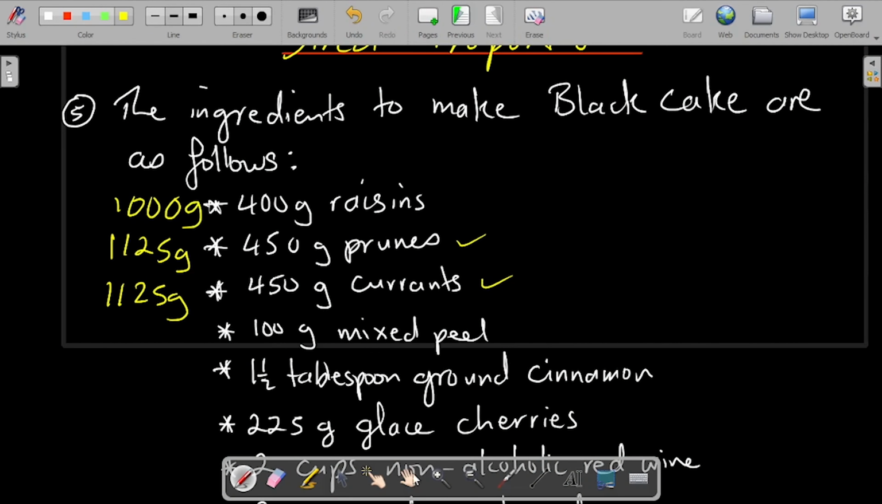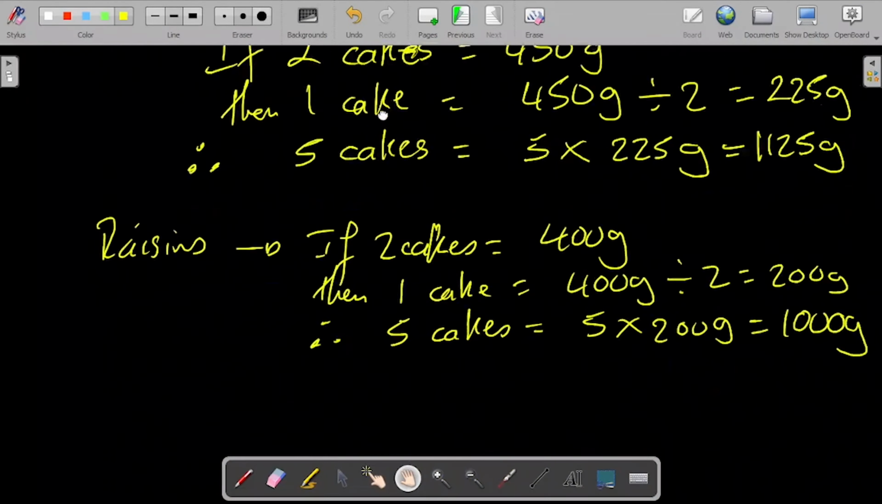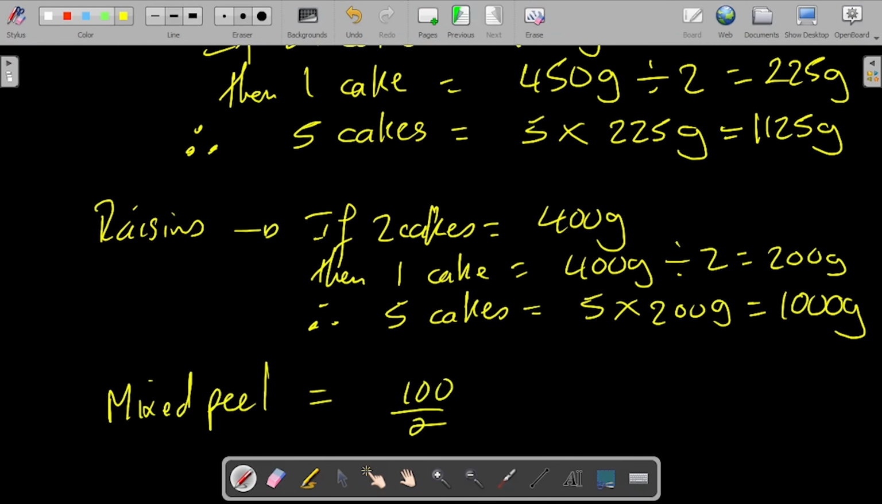For the mixed peel, it's 100 grams. And so we could simply say 100 divided by 2 times 5. Okay, so the mixed peel is equal to 100 divided by 2 times 5, right? Because that's what we did here. For the raisins, we said 400 divided by 2, and what we get, we times it by 5. So 100 divided by 2 times 5 would give us 50 times 5, that's 250 grams of mixed peel.